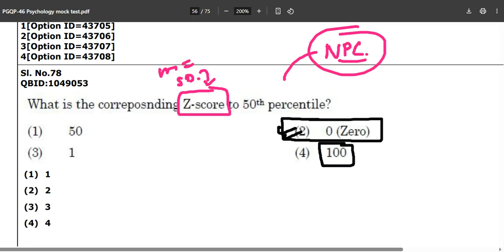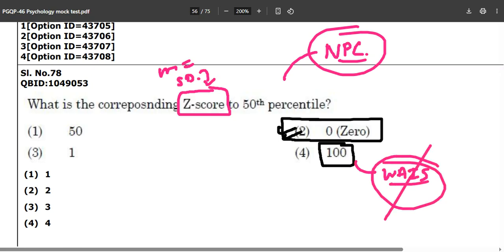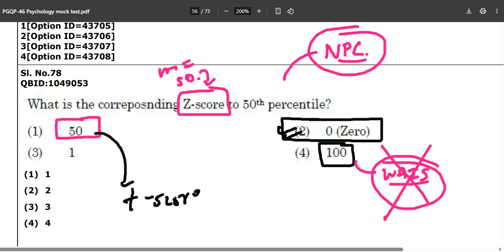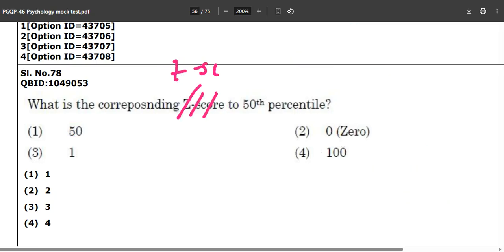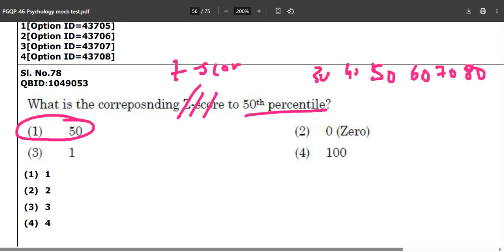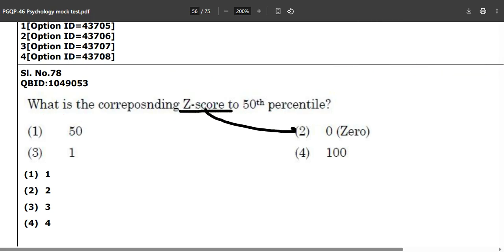Why 100? See, they have given 100 because they want you to think of the Wechsler Adult Intelligence Scale, but you are smart enough, you will not fall for it. Why have they given 50? Because they know you might be confused with T score. If the question were, what is the corresponding T score to the 50th percentile? What is the answer? Tell me now. For T score, obviously it will be 50, because T will fall at 50, 1 SD will be 60, 2 SD will be 70, and 3 SD will be 80, likewise 40, 30 and 20. So for the 50th percentile, what will be the T score over here? It will be 50 once again. But the question is asking about Z score. The correct answer is this, and I hope you got to understand.